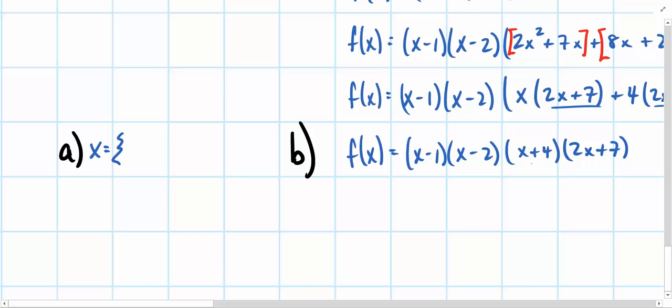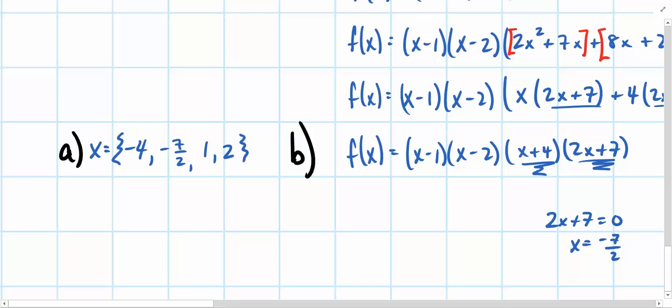The smallest zero exists here at -4, so I'm going to list it first. Then the next zero comes from this one. If I were to set this equal to 0, 2x plus 7 equals 0, I'd subtract 7 and then divide by 2, and x would be equal to -7/2. That's about -3.5, so that's why I would write it next. And then from there we have a +1 and a +2. And that's the order that I would write my solution in for part A.